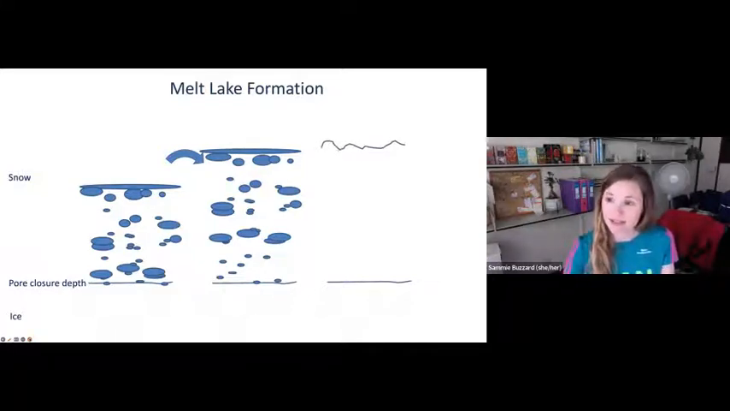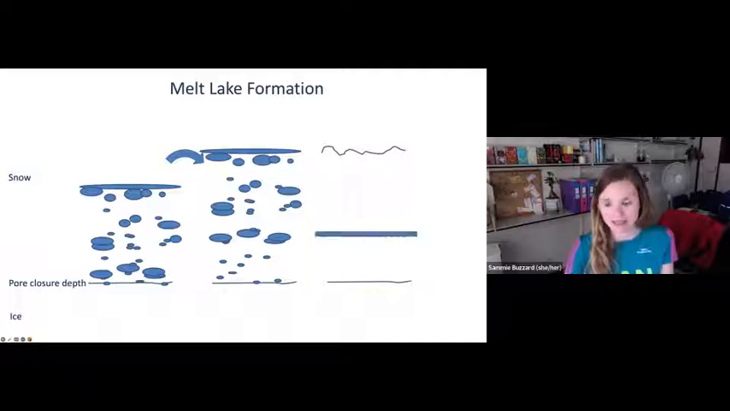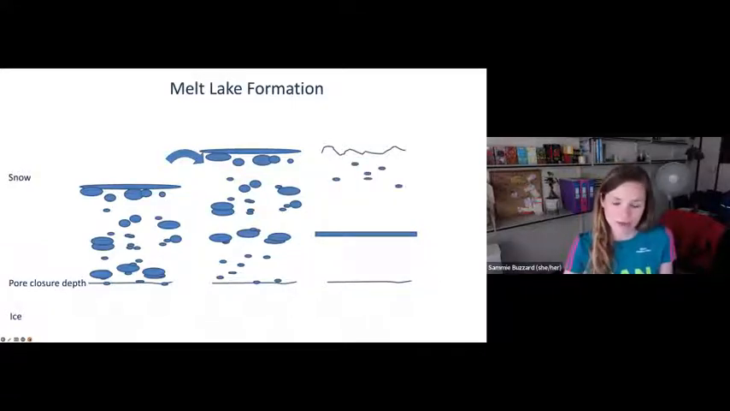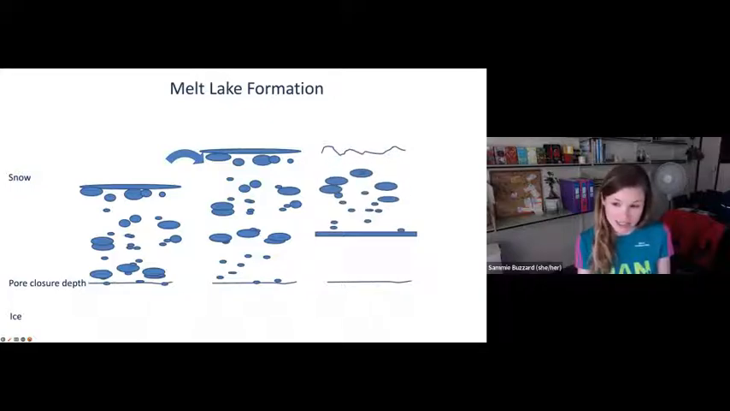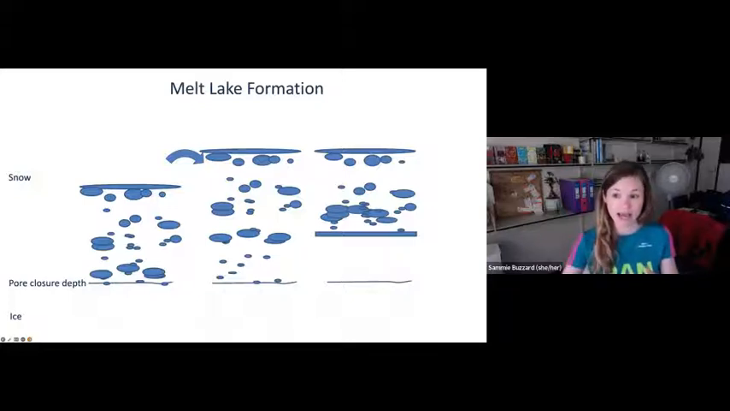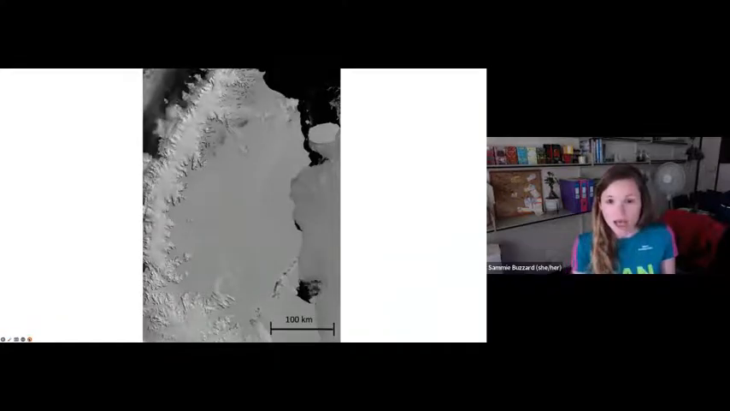And if this happens, what we get is something called an ice lens, which is an impermeable layer of ice, so refrozen water just forms within the snow. And this means that any further melting, instead of going down to the pore closure depth, is going to sit on top of this ice lens. And actually we need much less water to saturate the snowpack from the ice lens upwards to form a lake. So in terms of lakes forming, this is kind of bad news for the ice shelf, because they're going to form much more quickly if we get these ice lenses forming than if the whole snowpack had to be saturated.